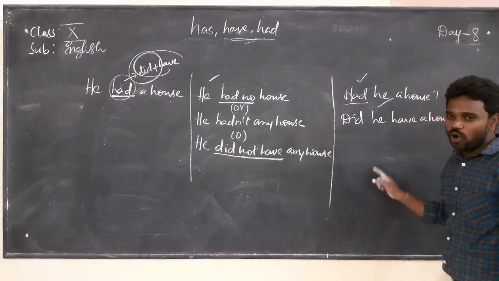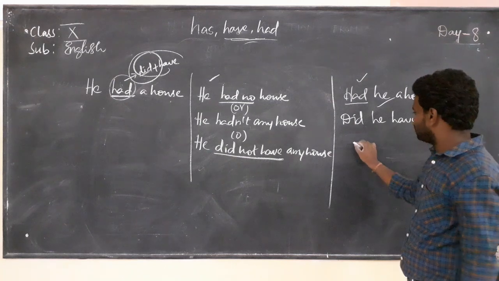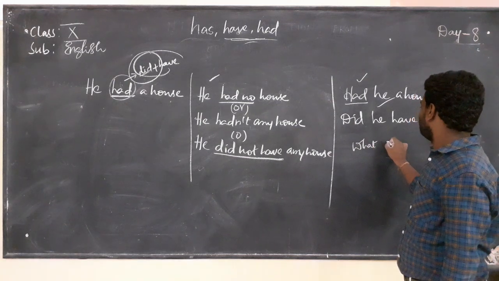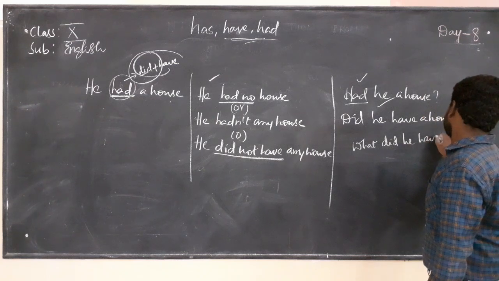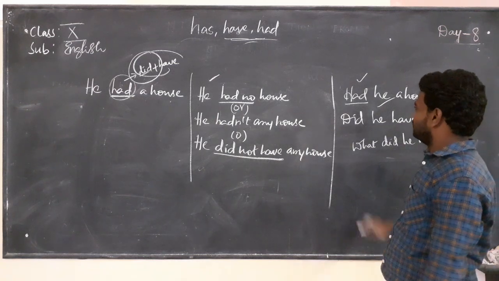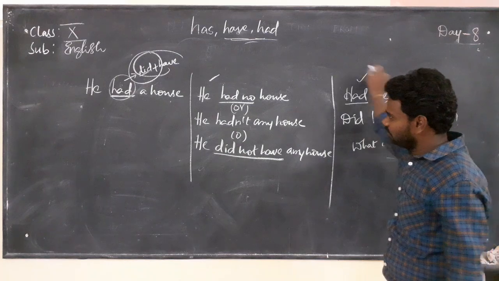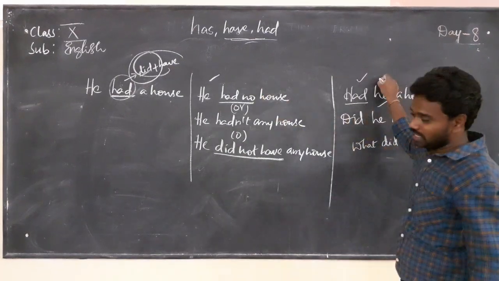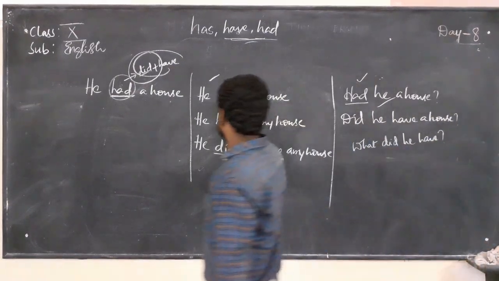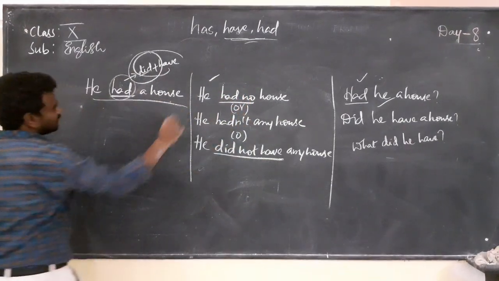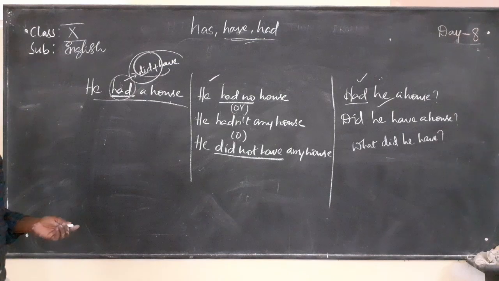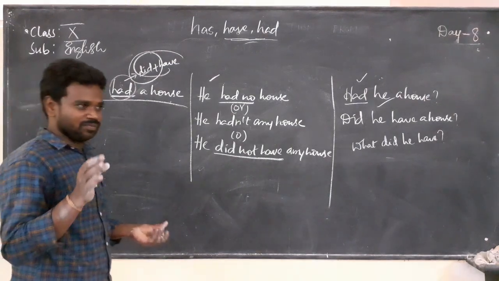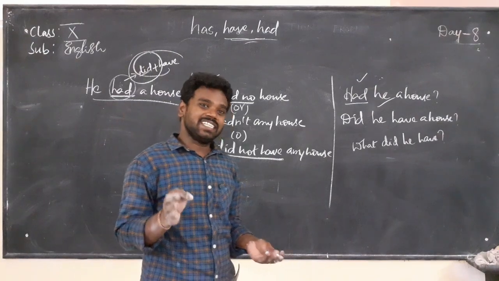In this way. What did he have? Main question. We can say, what did he have? So we can also write, had he. So this is negative, this is interrogative, and this is affirmative. This is affirmative.